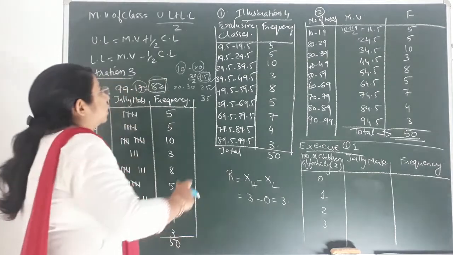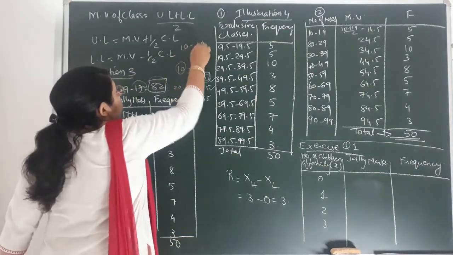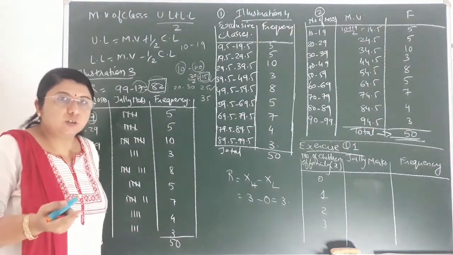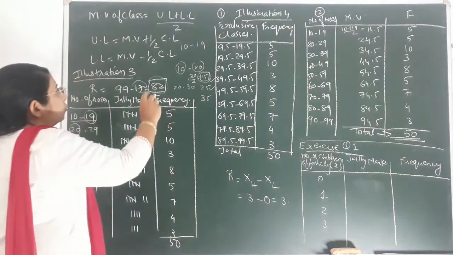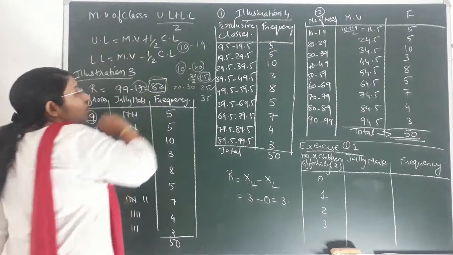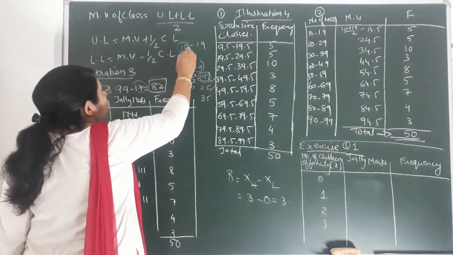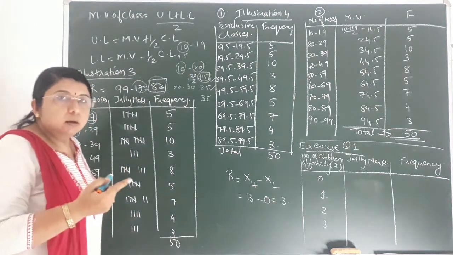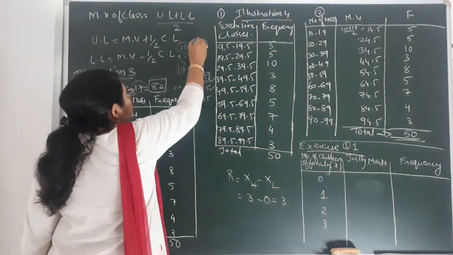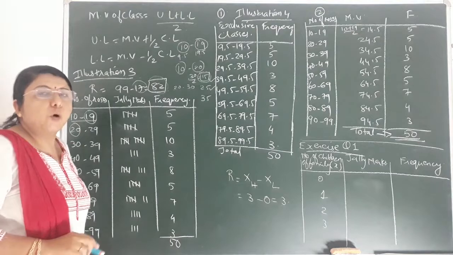Okay, so over here you can see our first class, that is 10 to 19. We have to convert it to exclusive frequency distribution. So what I have told, subtract 0.5 from the lower limit. What is the lower limit? That is 10. Subtract 0.5 from 10, so it would come to 9.5. And add 0.5 to the upper limit. What is the upper limit? That is 19. So add 0.5 to it, and it would come to 19.5.